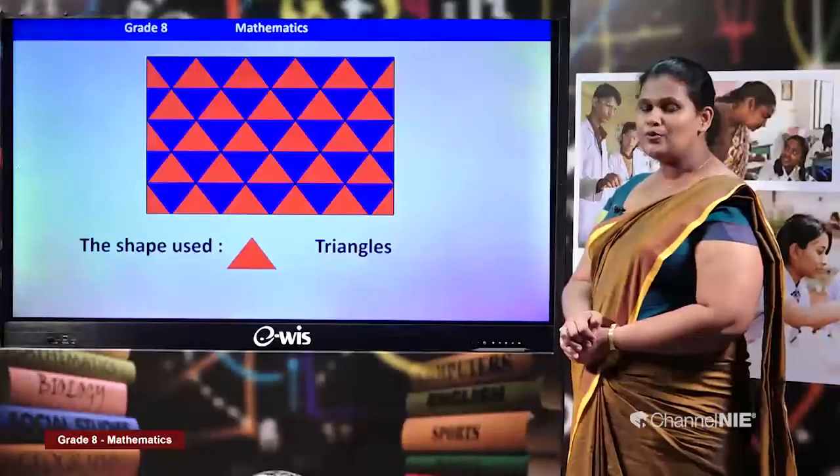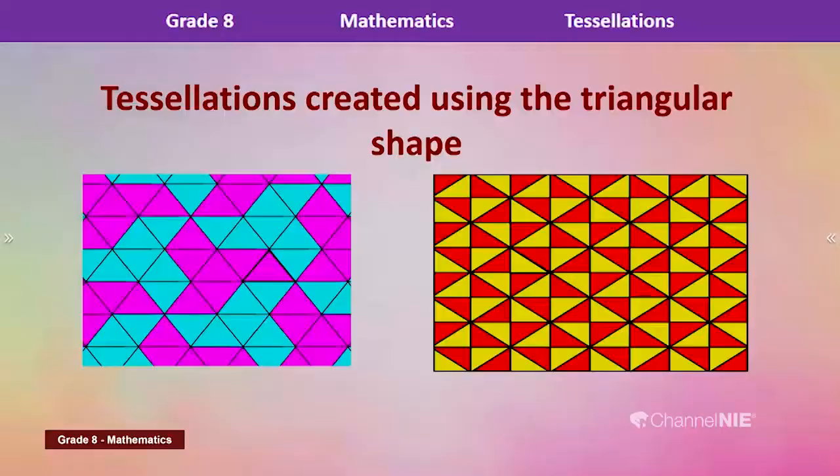Right. We will move on to another example. Now, here once again we are having only triangles, but in two different colors. What are the colors we have? We have pink color triangles and triangles in light blue. Isn't that so? Right. Now, once again it is a beautifully created tessellation. So, we will move on to the next one.